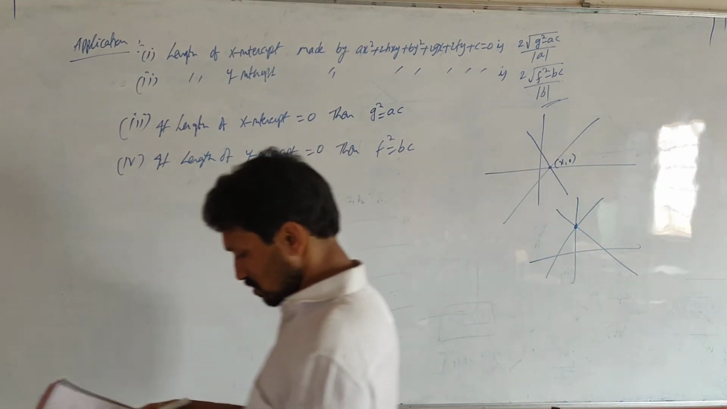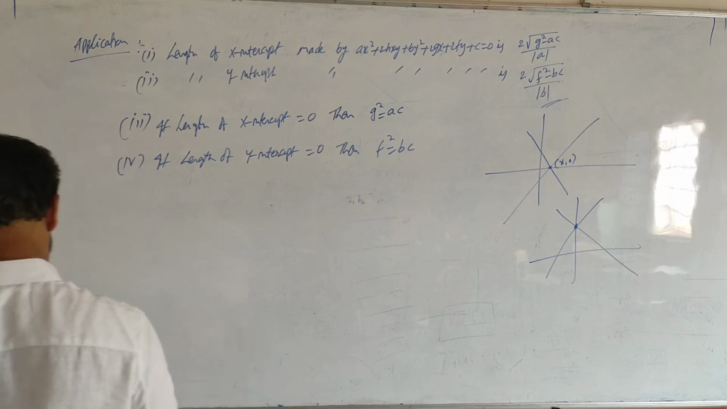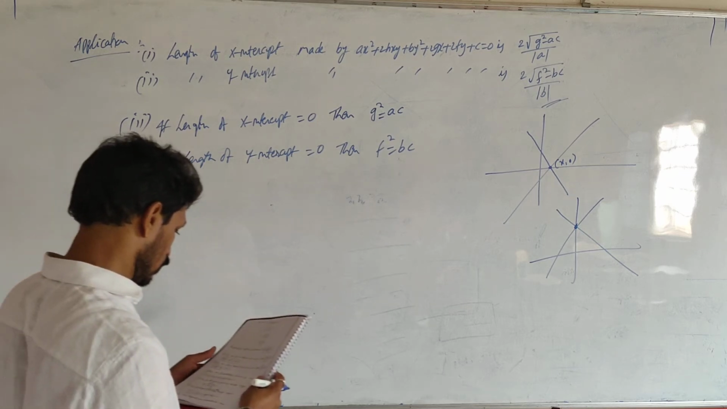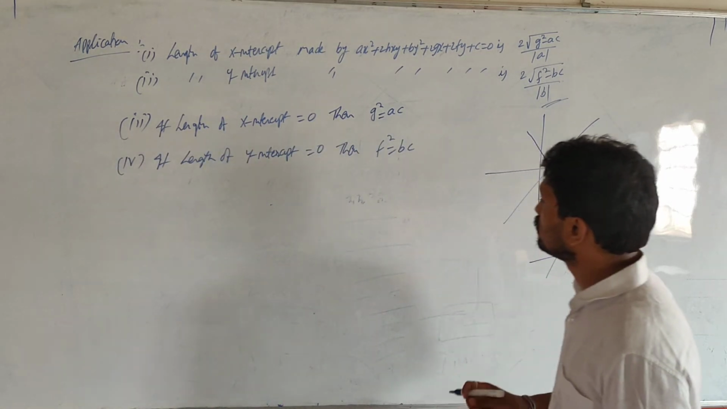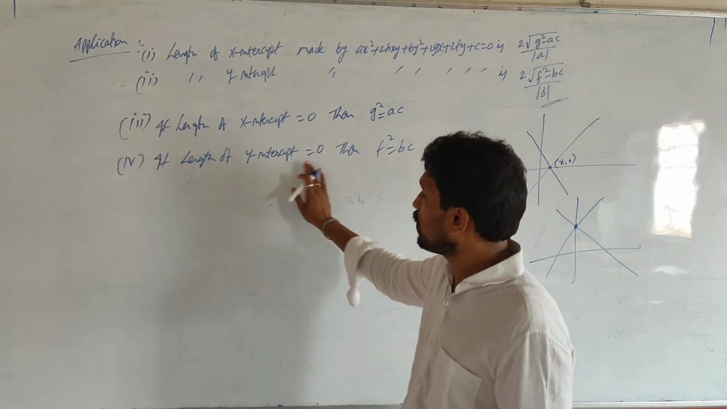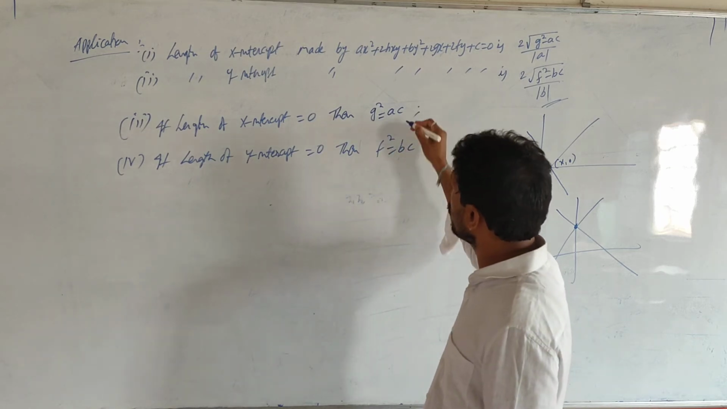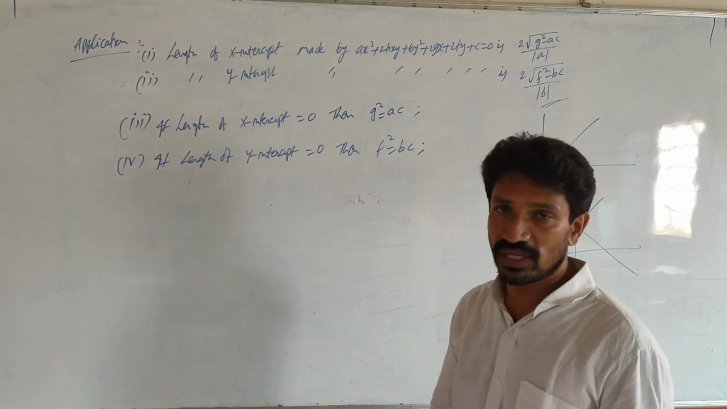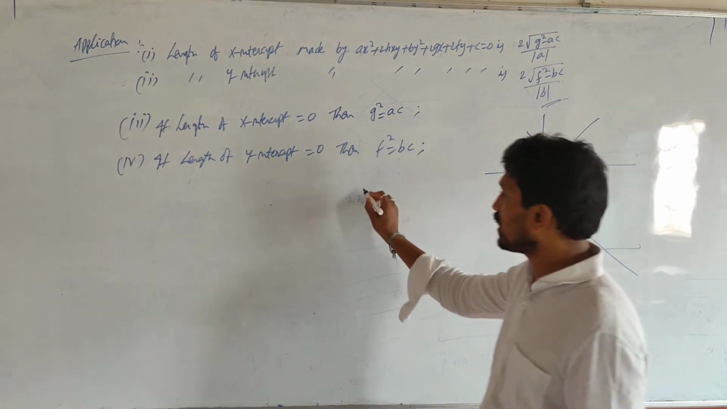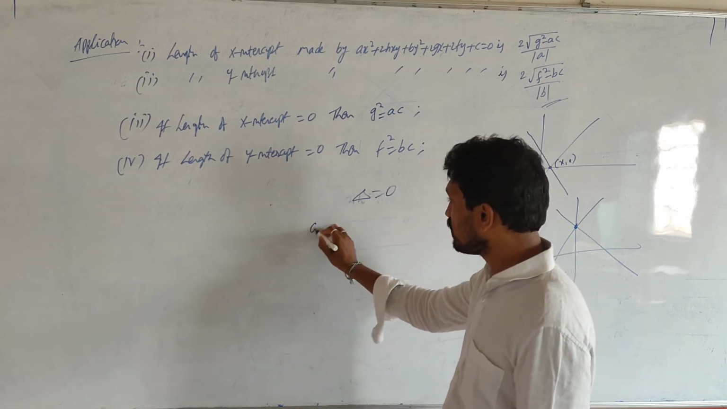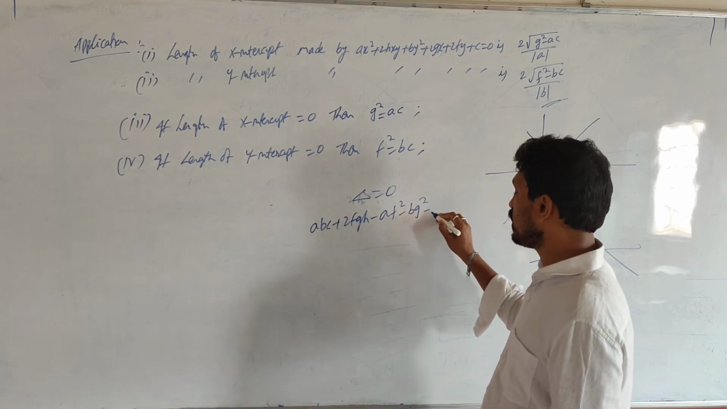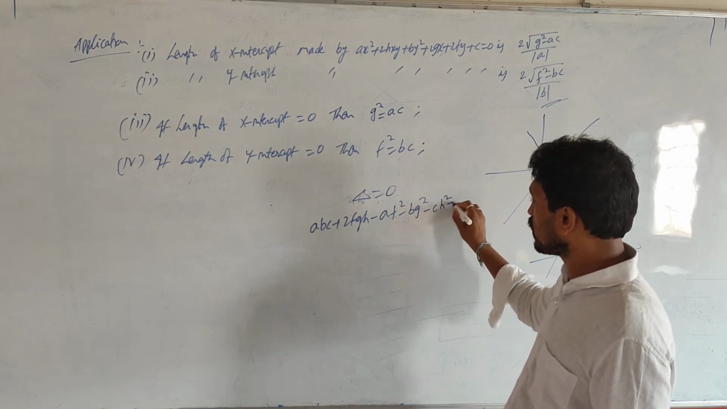Next one. See here. In other words, what can you say? Length of x-intercept is equal to 0, length of y-intercept is equal to 0. And one more thing we can say based on this one. What can you say? These are the two pair of straight lines very clearly. So then delta is equal to 0. What is the condition? Delta is equal to abc plus 2fgh minus af square minus bg square minus ch square is equal to 0.